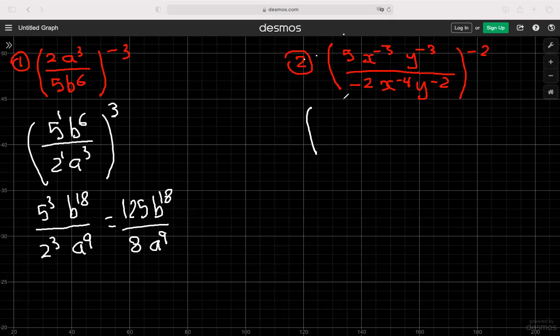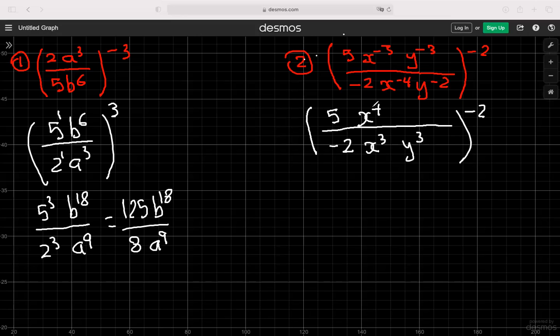So the 5 here doesn't have a negative exponent, so it'll stay what it is. And also the -2 doesn't have a negative exponent, so it stays what it is. And we still have that -2 here. Now this x to the -3 has a negative exponent, so it could go to the bottom, and then the exponent becomes positive. The same for this y to the -3, it could come to the bottom, and then the exponent becomes positive. By the same token, x to the -4 on the bottom could just jump to the top, and then the exponent will change to positive. Y to the -2 here could go to the top, and the exponent becomes positive.